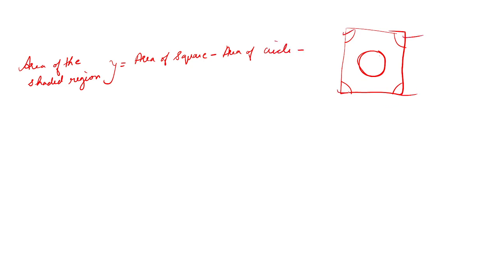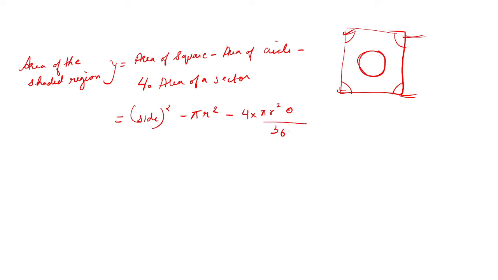So how many sectors do you see? There are 4 sectors, so we have to take 4 into the area of a sector. The area of a square is side square, which is given as 4 centimeter each. The area of a circle is pi r square, and the area of a sector is pi r square theta by 360.